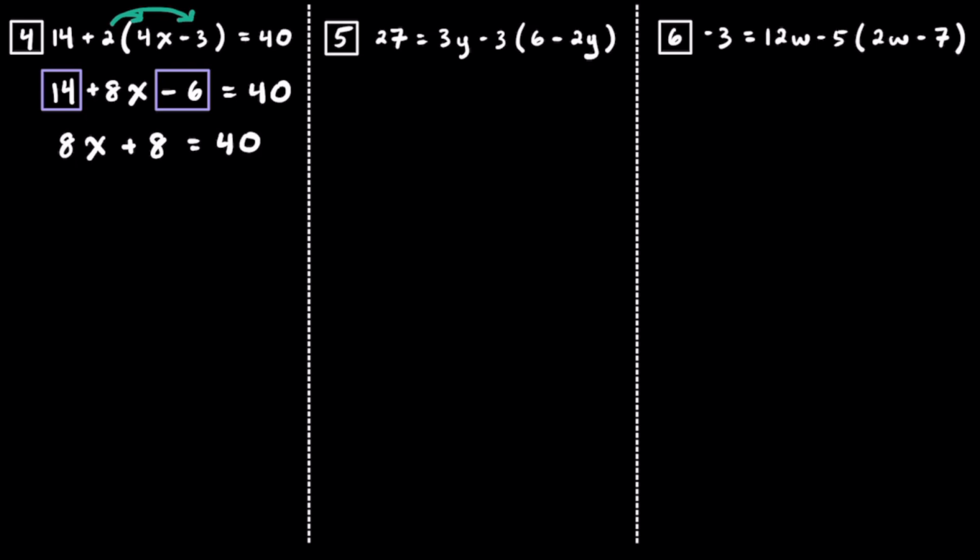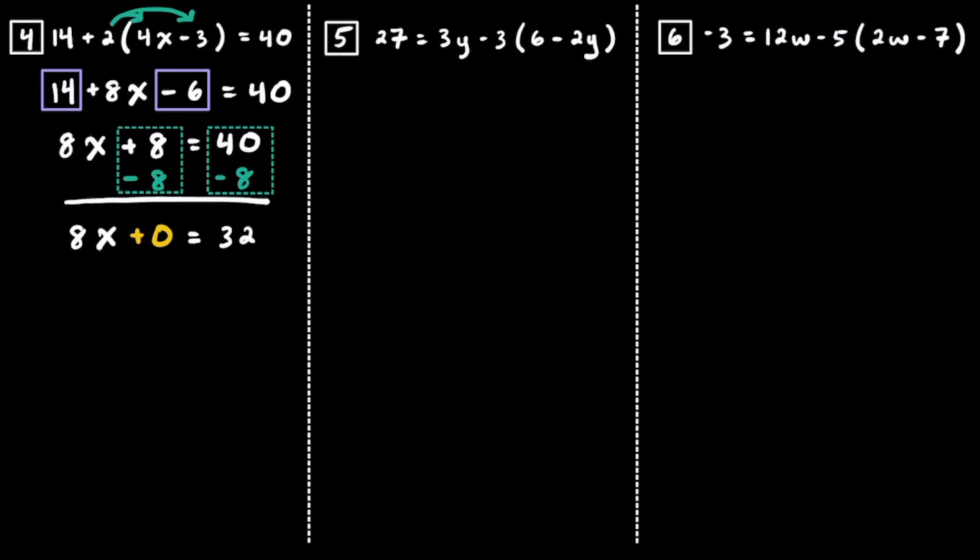Now our goal is going to be to get 0, and we can do that by subtracting 8 on both sides of the equation. On the left side, by subtracting 8, we get 8x plus 0. And on the right side, 40 minus 8 is going to equal 32. We can drop the 0 as we have been doing in previous examples, and we have 8x is equal to 32.